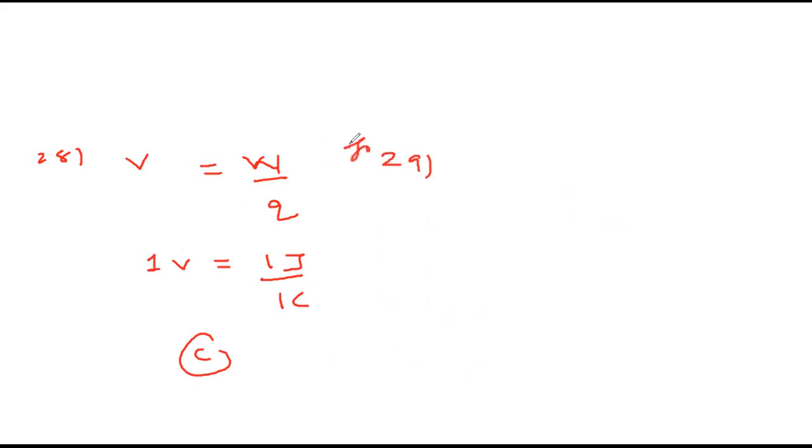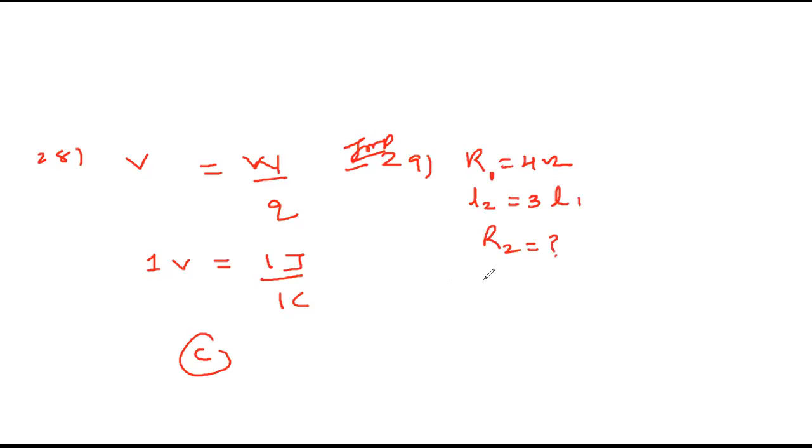29. A uniform wire of resistance 4 ohm is stretched so that its length becomes 3 times the original. Then what is the new resistance R?